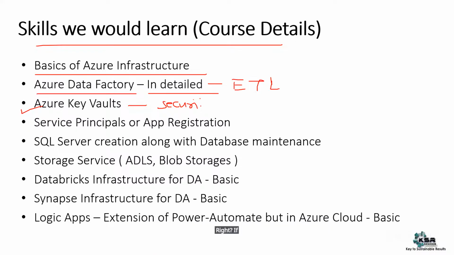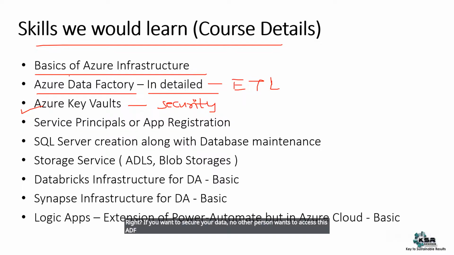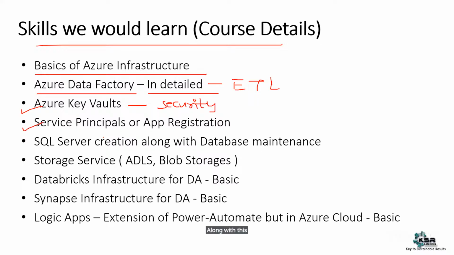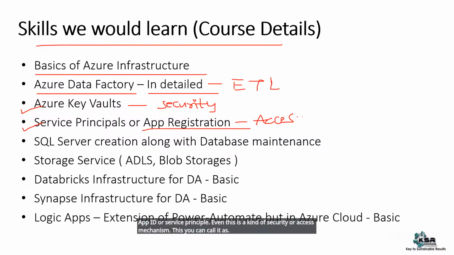If you want to secure your data, so that no other person can access these ADF pipelines, right? ADF is in the cloud. It can be accessed by some other people also. But if you want to secure the data, you can use this Azure Key Vault. Along with Azure Key Vault, there is a service called App ID or Service Principal. Even this is a kind of security or access mechanism. You can call it an access mechanism. So these are dependent services which we would be learning along with ADF.